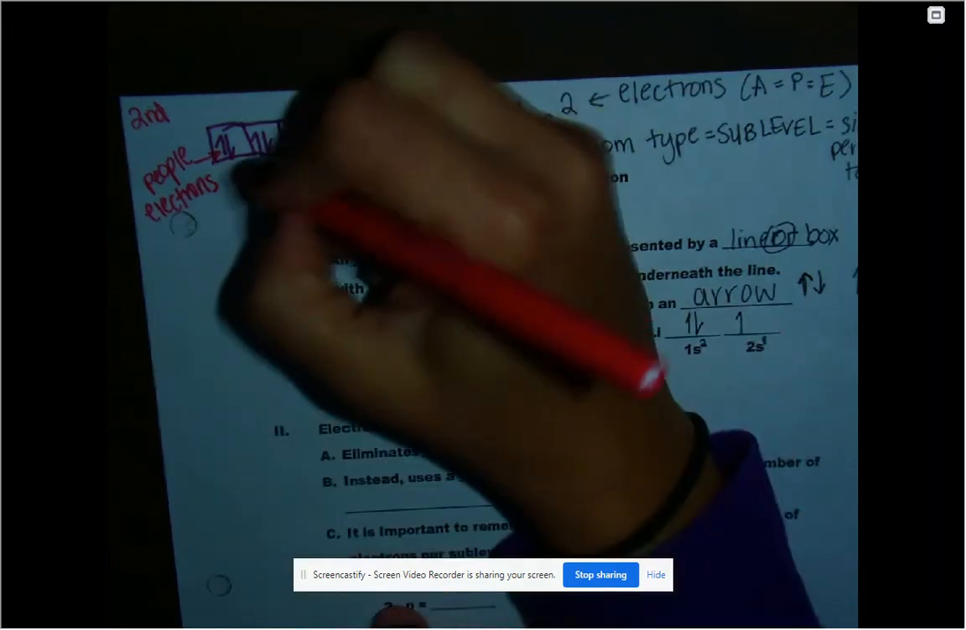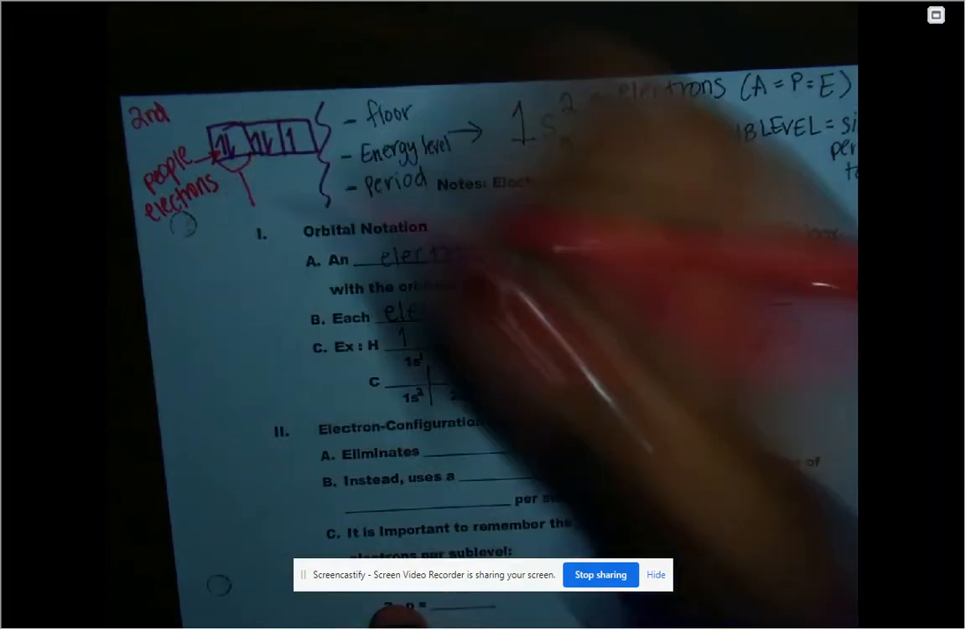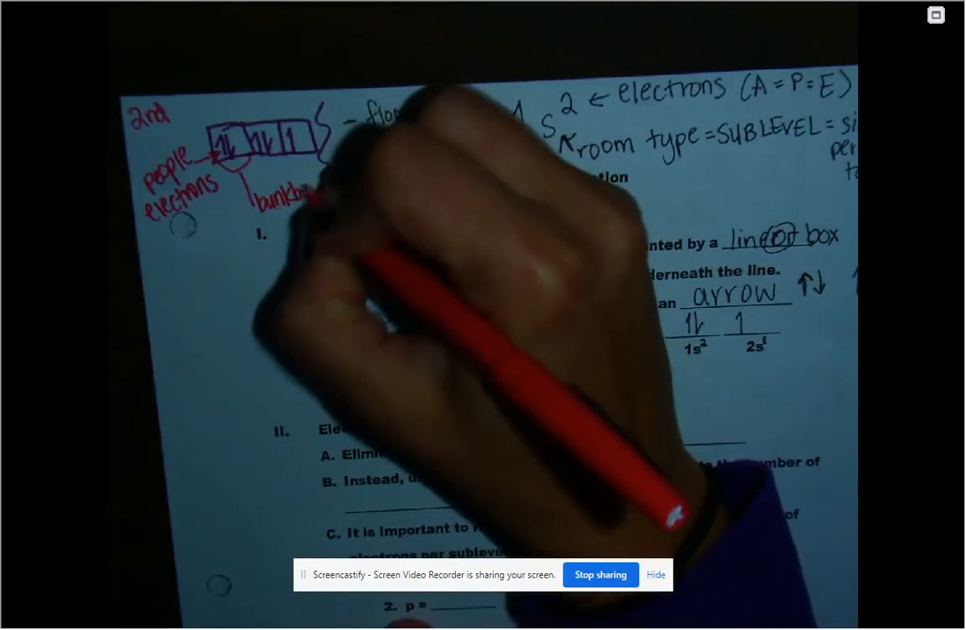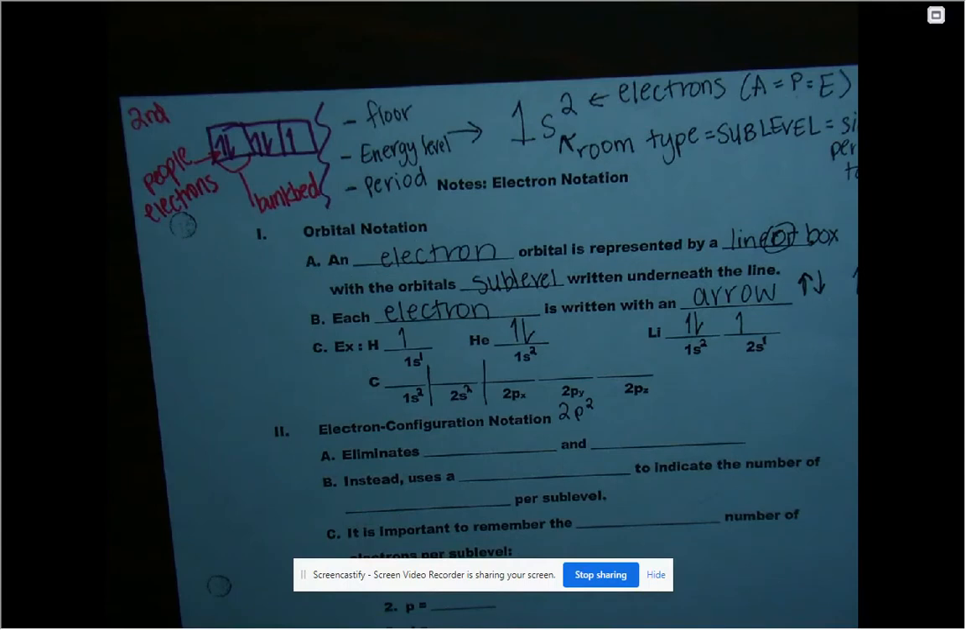Then we had these individual boxes. So an individual box from the analogy was the bunk bed, which means that you have to fill it up according to the rule that the manager set, which was fill up all the bottom bunks first, then you fill up the top bunks. That is how those electrons fit into these orbitals. They can't double up first. These things are constantly repelling each other.